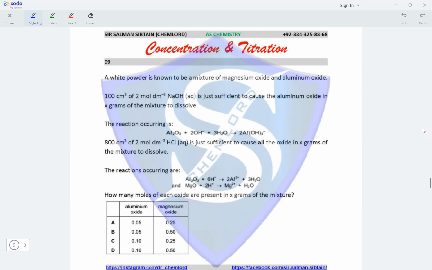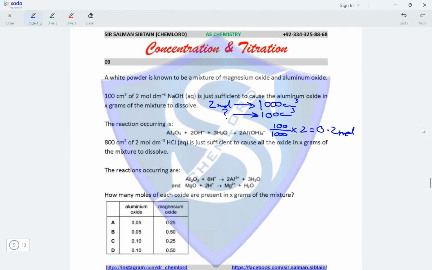Okay, so let's take this one by one. The first step would be to find out the moles of NaOH that reacts with aluminum oxide. So the concentration given is 2 mole per dm cube. That means 2 moles in 1000 cm cube. How many moles would be present in 100 cm cube? So this would be 100 upon 1000 into 2. So this gives us a value of 0.2 moles.